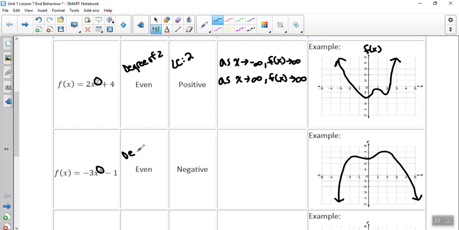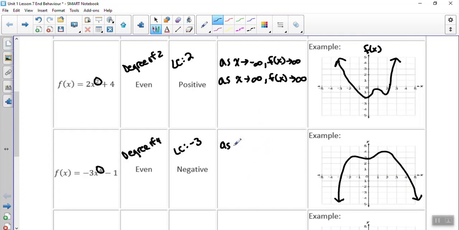So this has a degree of 4 and a negative leading coefficient. My leading coefficient is negative 3. I just put LC for leading coefficient. Since this is a negative number, I don't care that it's 3, but I do care that it's negative. It's going to point down. So if I were to write the end behavior for this, this is how the answer will look.